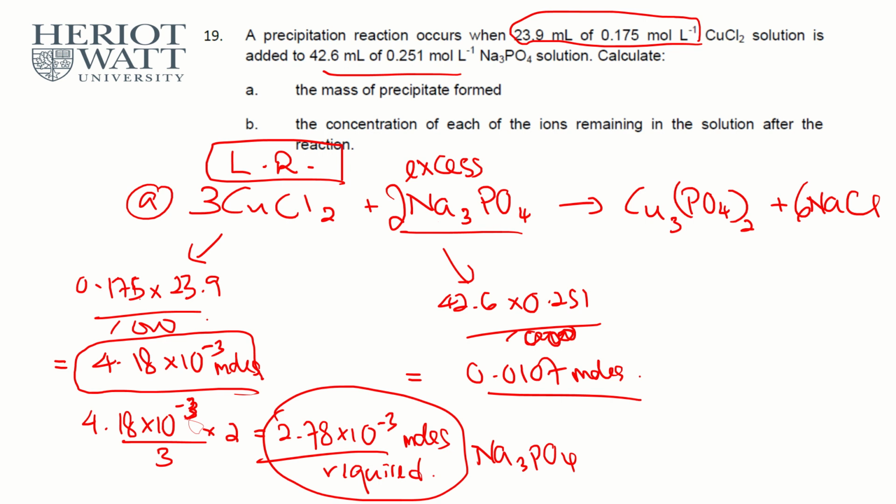All right, so let's continue. I have 4.18 here. I have 0.0107 moles of sodium phosphate. Let's continue to check the mass of precipitate formed. So what is the mass of precipitate formed? Which one is the precipitate? Obviously, sodium chloride is soluble, so copper phosphate will be the precipitate. Okay, so if I have 4.18 times 10 to the power of negative 3 moles of limiting reagent, the ratio is 3 to 1. So I need to divide by 3.